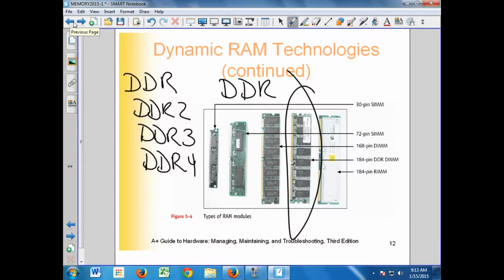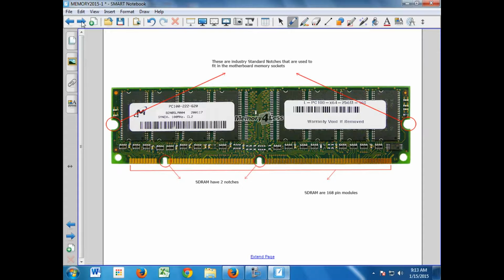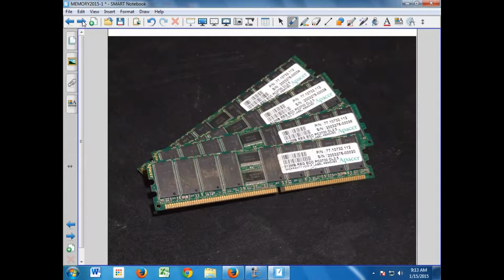We had SDRAM, and then SDRAM evolved into DDR, which is double data rate SDRAM, over time. This is what the original SDRAM looked like. It had two notches in the bottom, and it had notches over here that the motherboard locks into. We used to have that when I was here, but we don't have any of that anymore. Now we only have the one notch. DDR only has one notch on it.